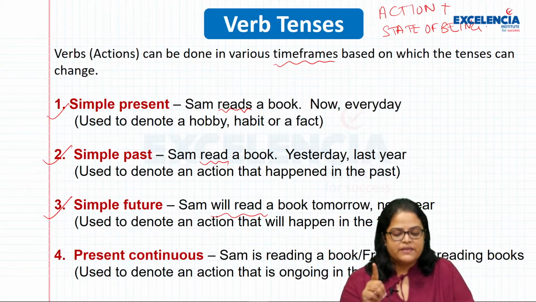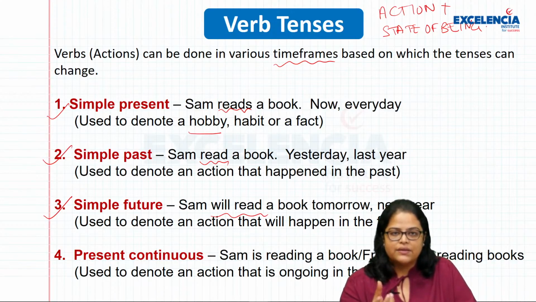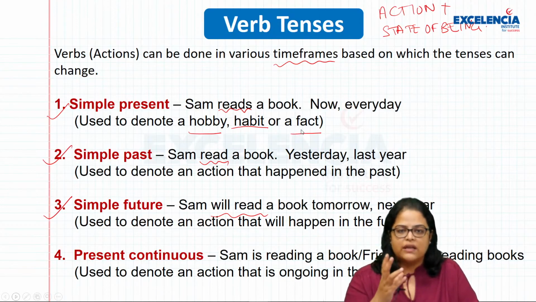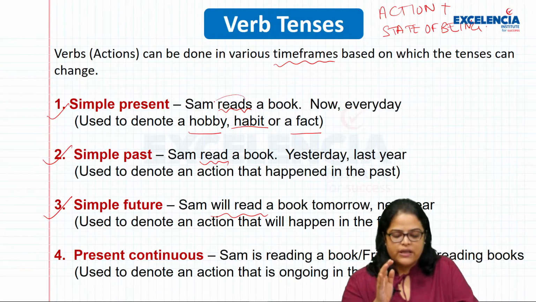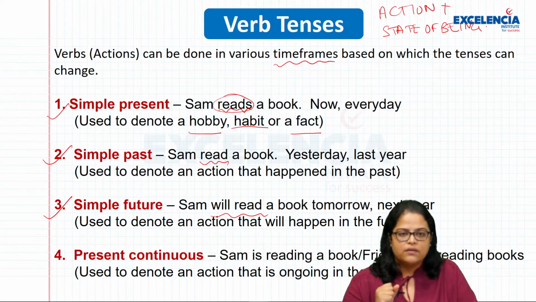So, simple present is when I'm doing an action now. It's generally used to denote a hobby. Like Aditi collects stamps, that's her hobby. Or a habit. Aditi reads at the breakfast table, that's a habit. That also takes a simple present. Or a fact. Planets revolve around the sun. That's a fact. So that also takes a simple present. So present tense, reads, is used to denote a hobby, habit, or a fact.